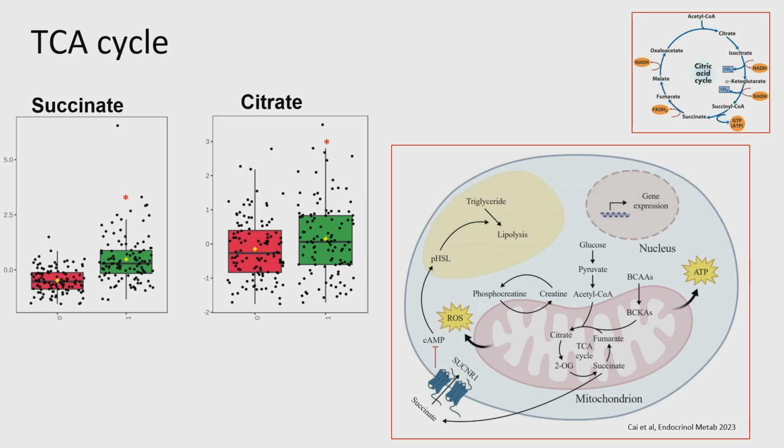Some of the metabolites are not only coming in through the diet, but they're actually reflecting cellular processes. And so that's true for succinate and citrate. Succinate and citrate are both metabolites in the TCA cycle that is happening in the mitochondria, and it's critical to the production of ATP. They were both significantly increased at 6 months.